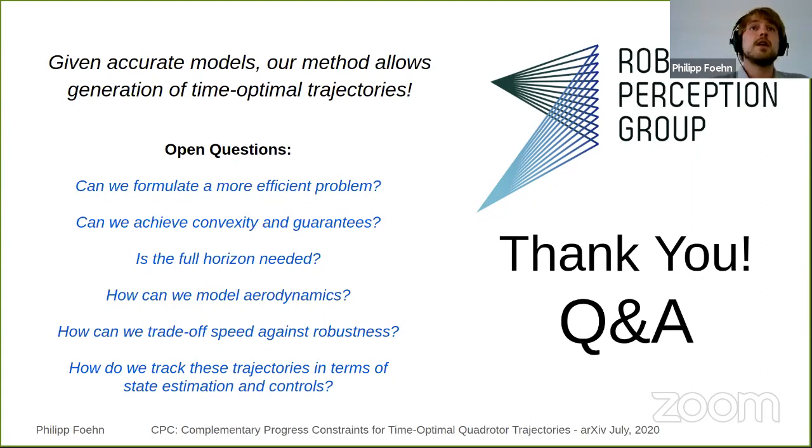optimality of solutions. We also want to ask the question whether the full time horizon needs actually to be respected in planning something, or whether we can arrive at very similar solutions by only planning over a subset of the whole track. Then one very interesting part is how accurate are our models and how can we model aerodynamic effects, and how can we trade off speed against robustness so that we actually can execute these trajectories on real systems. Because if we spend all the time at the actuation limit, there is really nothing left for robustness.